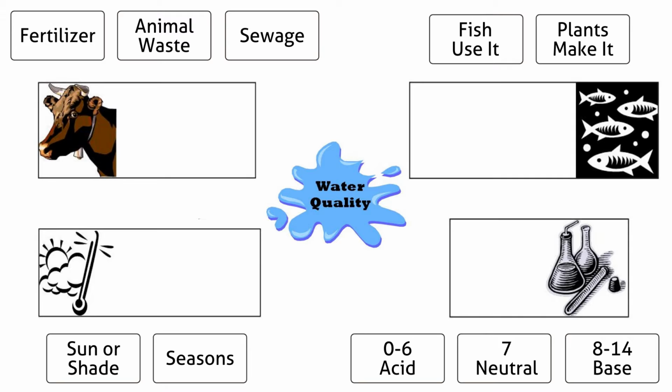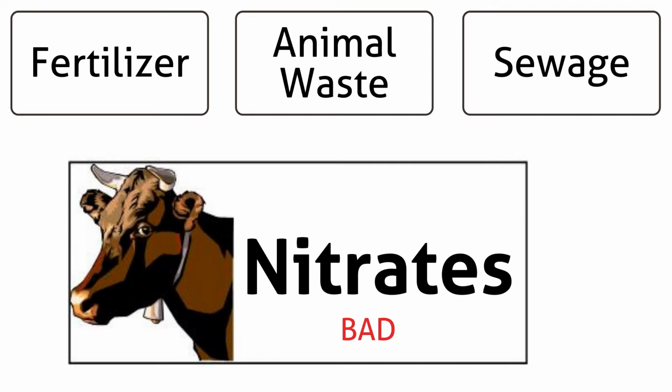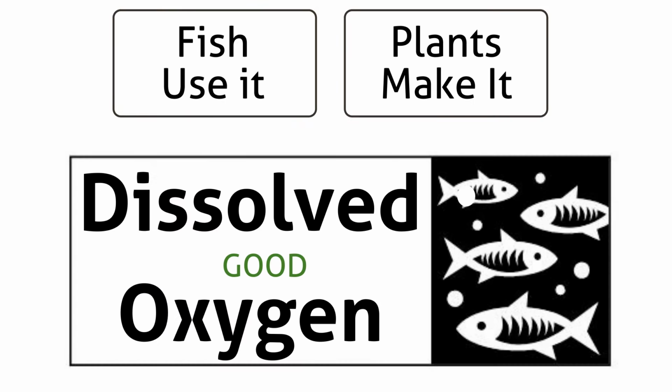When we're reviewing the missing information, if you couldn't remember what it was or if you spelled something wrong, go ahead and fill it in or correct it on your worksheet as we go. In the box with the cow next to it, you should have nitrates and the word bad. The next box is dissolved oxygen, and that is good.